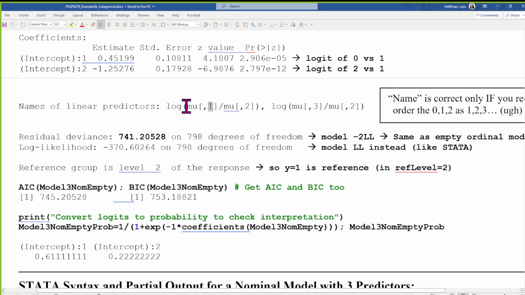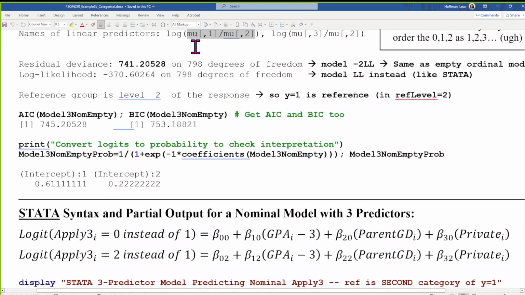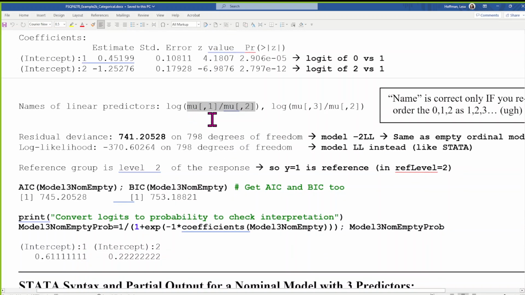Mu, by the way, is another way of saying the inverse link metric you're trying to predict. So in this case, mu is probability. Inside this little set of parentheses here, that's odds: the probability of the target of the model over the probability of not the target of the model. So R is actually trying to help you, just in its own convoluted way.